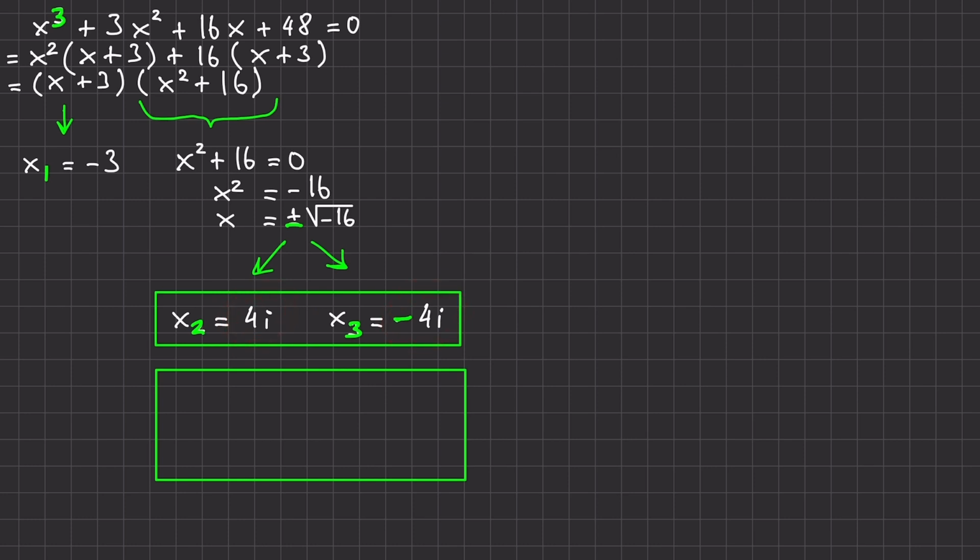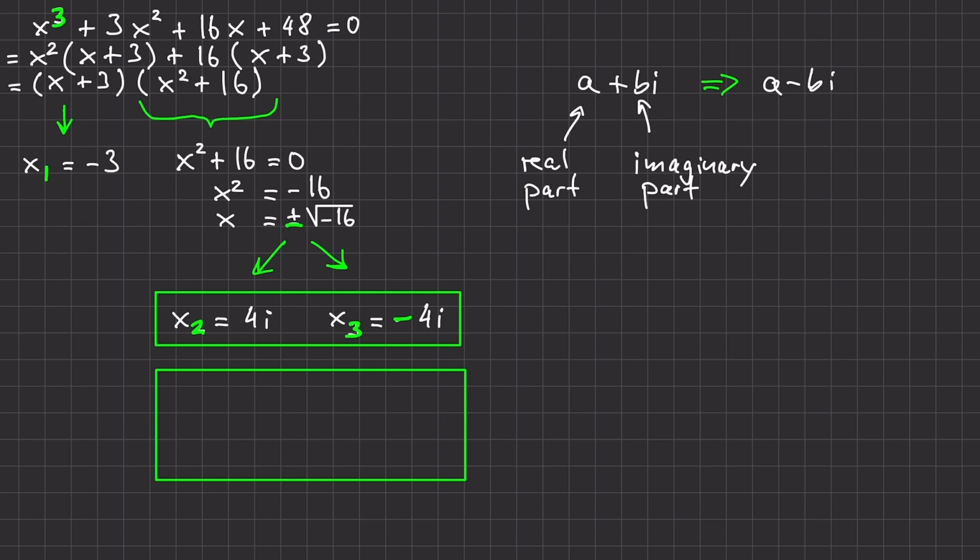Recall that a complex number a+bi has a real part, which is the a, and an imaginary part, which is b. Also recall that the complex conjugate of a+bi is a-bi, and that the complex conjugate of a-bi is a+bi.